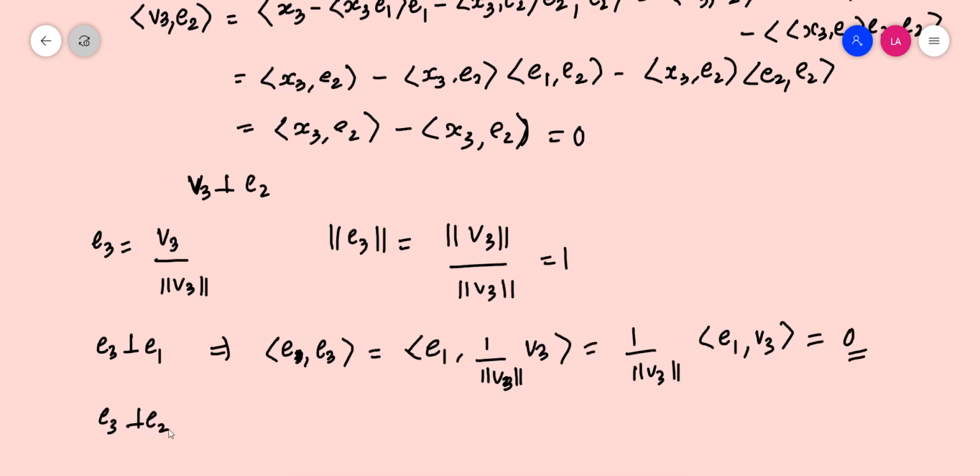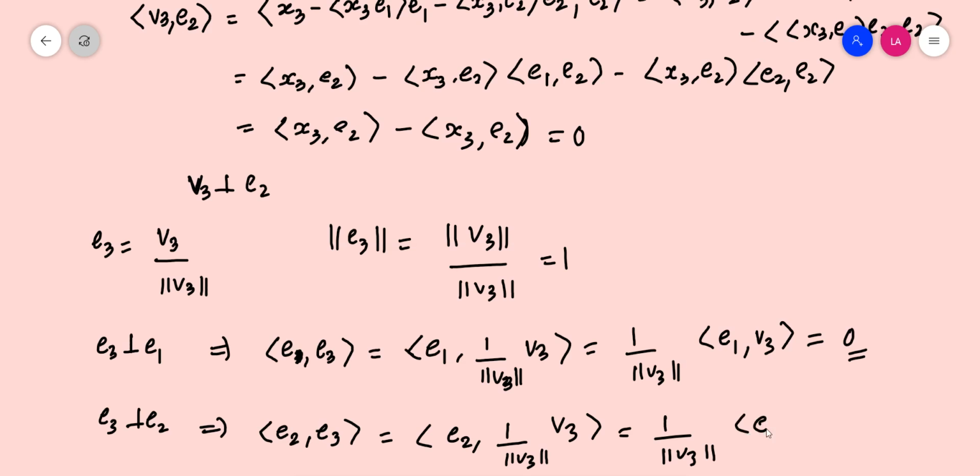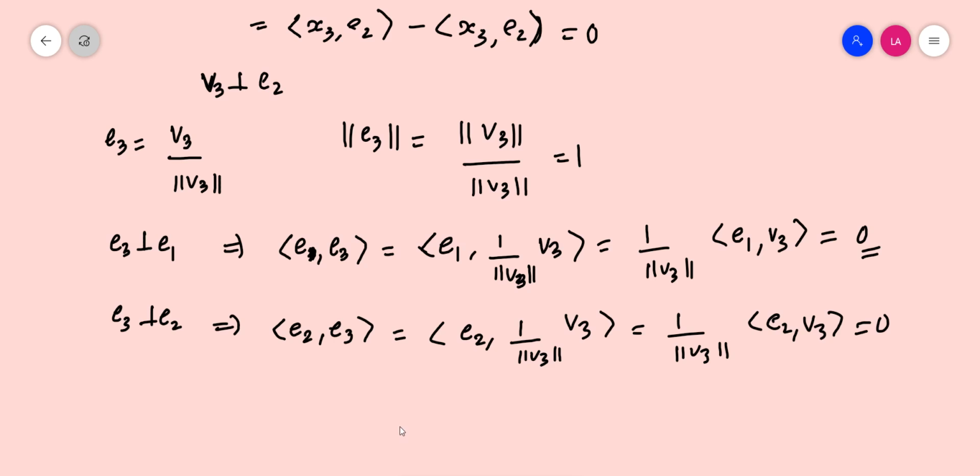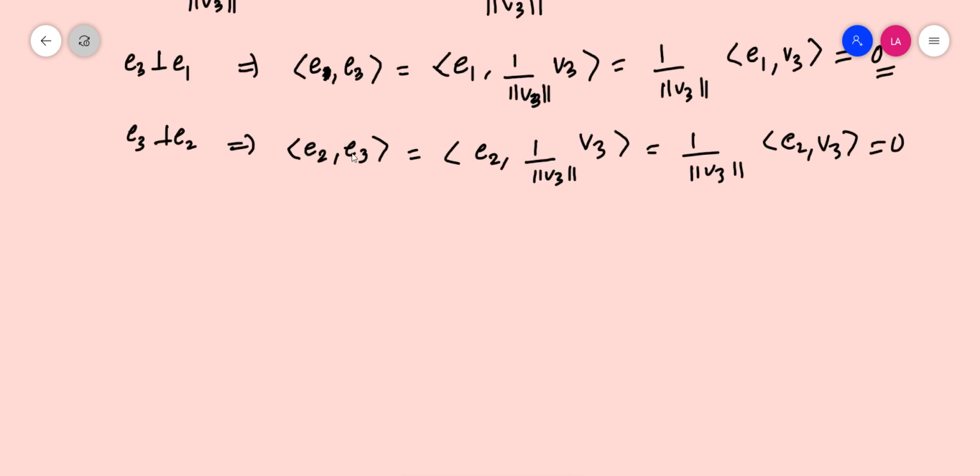And E3 is orthogonal to E2 as well, since inner product E2 E3 is equal to inner product E2 times 1 by norm V3 times V3, which is equal to 1 by norm V3 times inner product E2 V3. Inner product E2 V3 is equal to 0. So E3 is orthogonal to E2 as well. So we have constructed three vectors E1, E2, E3 from x1, x2, x3. Each of them has norm 1 and each of them are pairwise orthogonal.